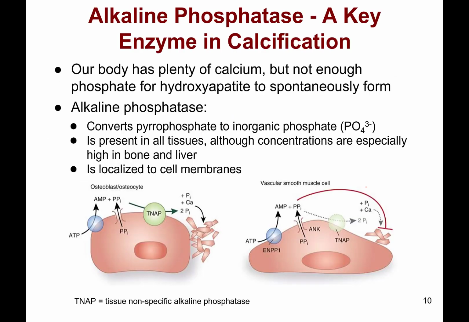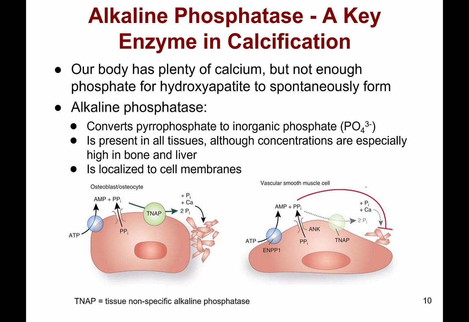But as I said a couple of slides ago, hydroxyapatite wants to form, but we have to have all of the building blocks necessary. So our body has plenty of calcium. I believe it's roughly 10 milligrams per deciliter of calcium in our blood, in our serum. We also, of course, have lots of hydroxide anions because we have so much water in our bodies. But what we don't have a lot of is phosphate.